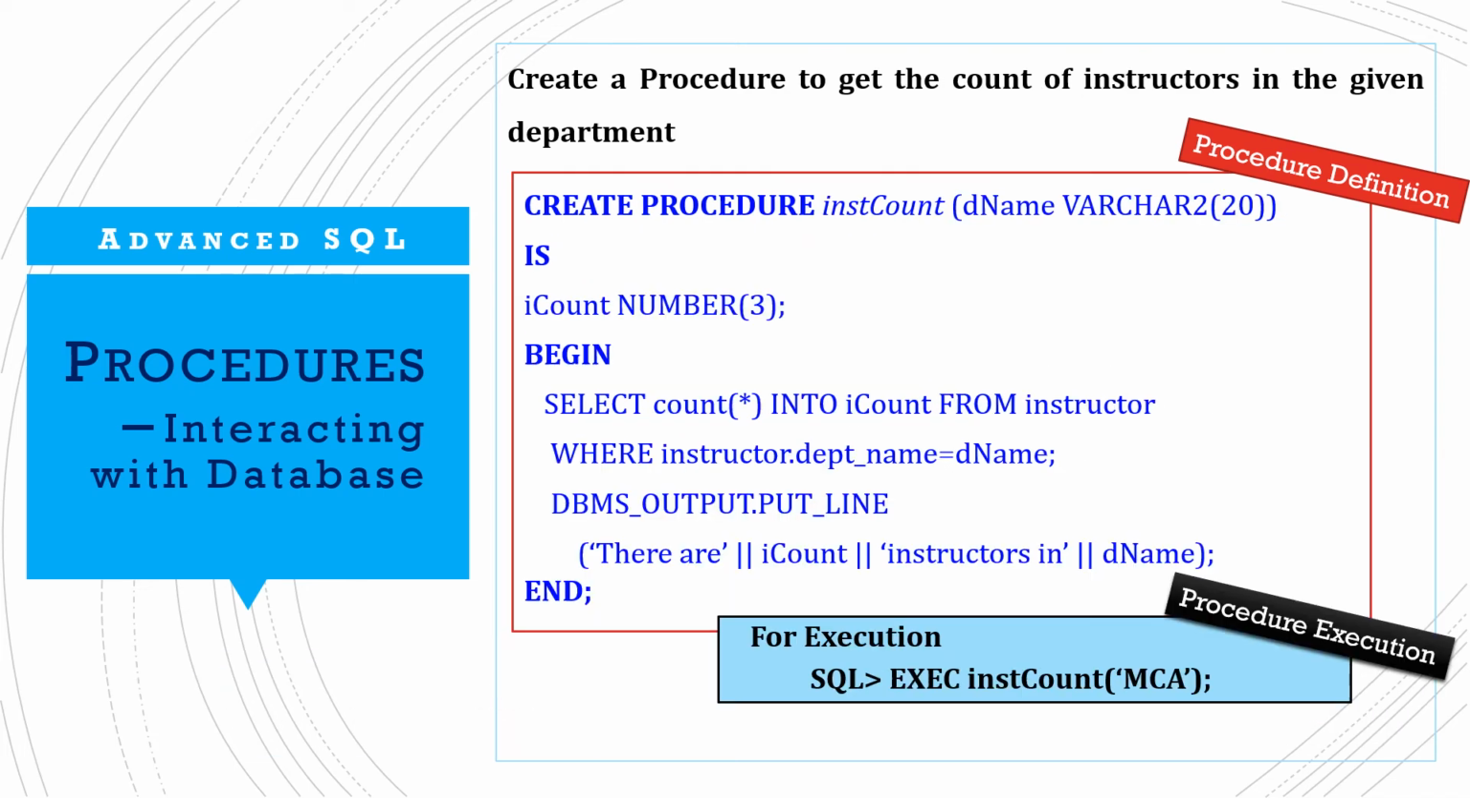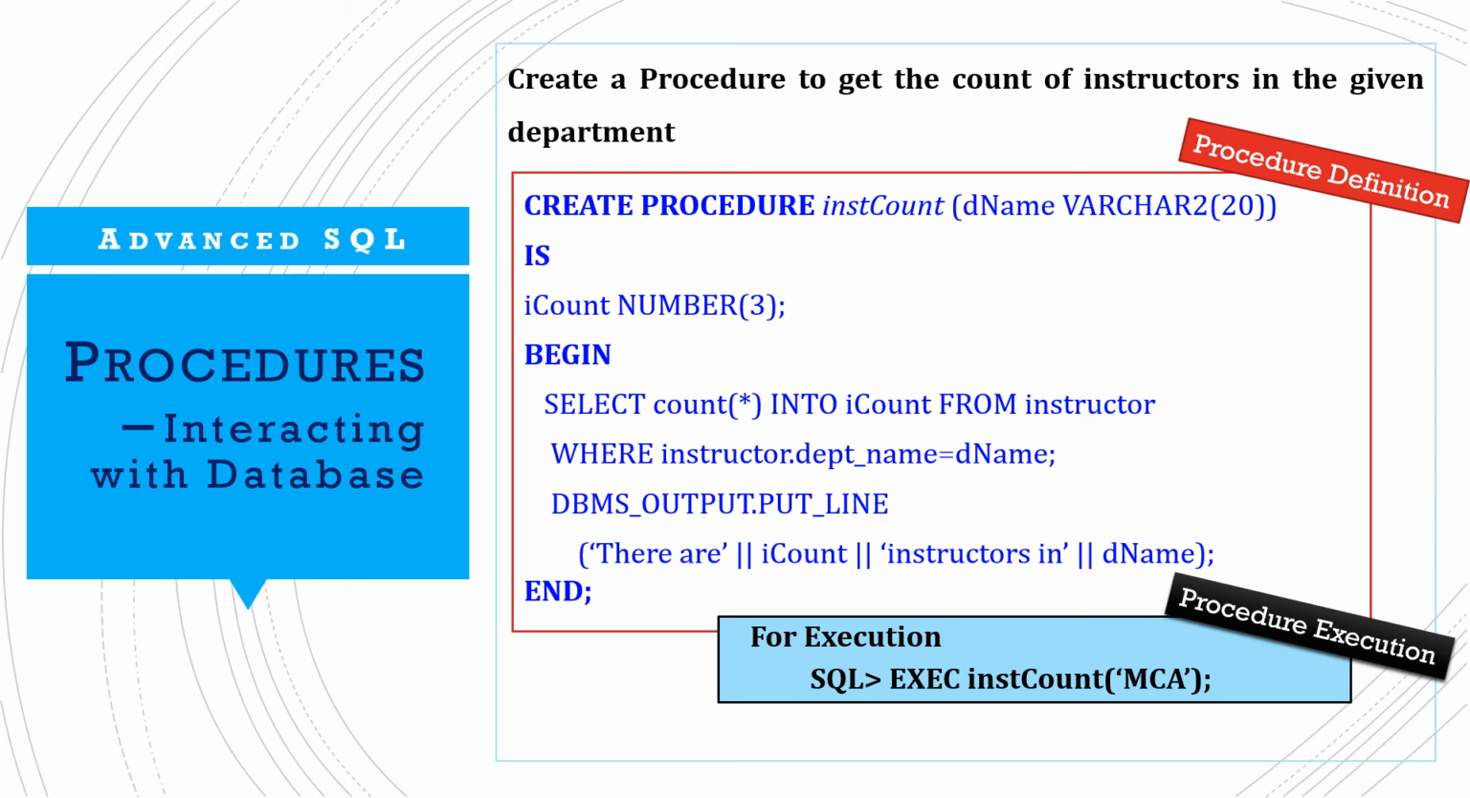Now another example, get the count of instructors in the given department. So we have to pass the department name as the parameter. Then we make use of the aggregate function count star, and we check whether the department name in the instructor table is equal to the department name that we passed as the parameter. So select count star into the variable icount from the table instructor, where instructor dot department name is equal to dname. Dname is the parameter that we are passing through the procedure.